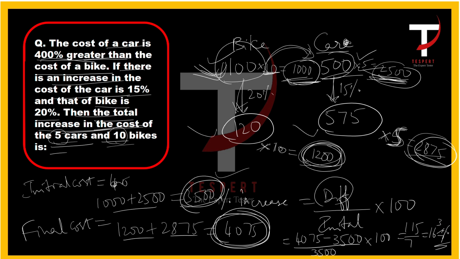So we shall find the percentage change or the percentage increase in this case. So 4075 minus 3500, because we have to calculate the difference by the initial value, so this will be in the denominator, right, into 100. So after this we will get 16.3 by 7 percentage as the percentage increase. Okay, so let's move on to the next one.